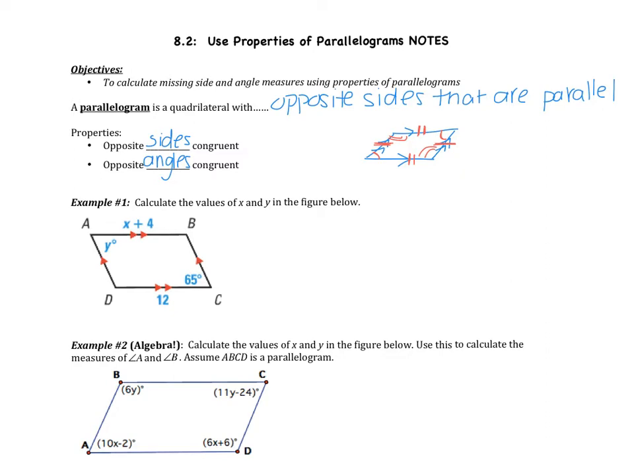So looking at here, this is a quadrilateral that's also a parallelogram because opposite sides are parallel. That means opposite sides are congruent. So x plus 4 would equal 12. So if I set it up, that means x would be 8. And it also means opposite angles are congruent. So angle y, opposite of it is 65. So that's an easy one. Y would equal 65.